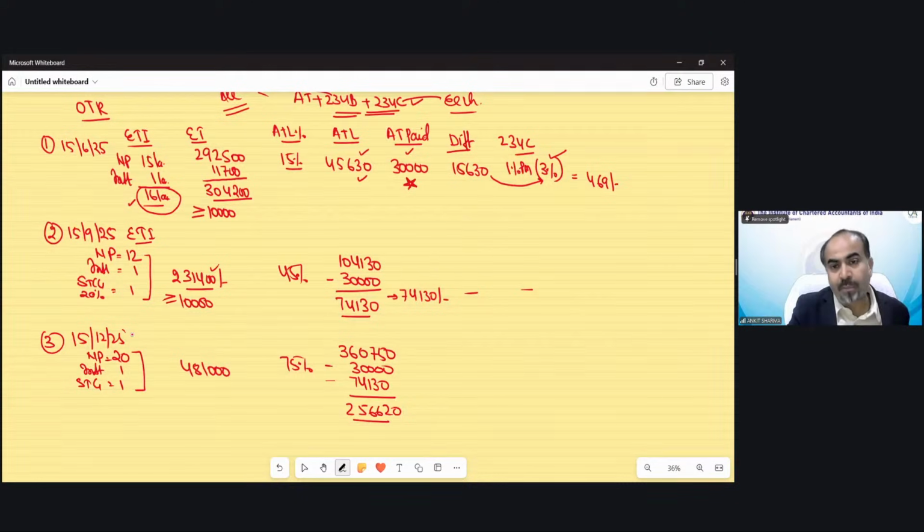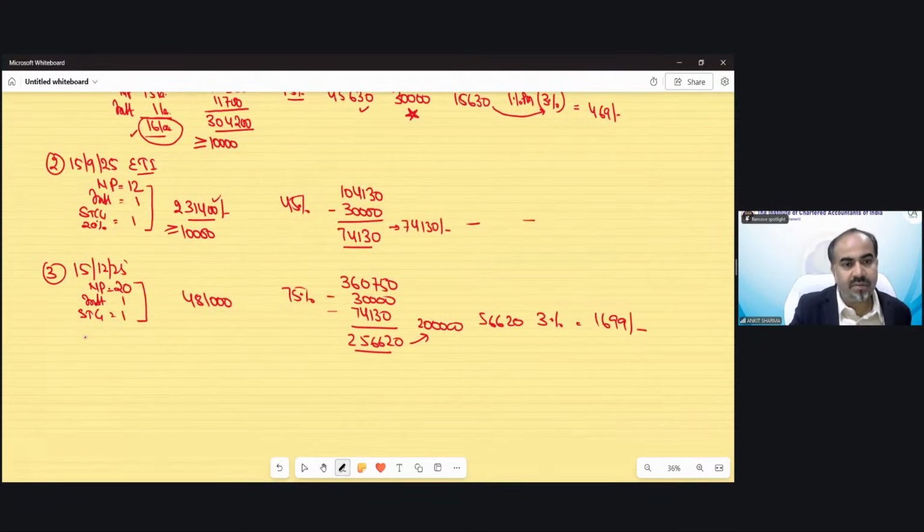But suppose we have deposited only 2 lakh rupees. So how much is the shortfall? The shortfall is 56620. 1% per month, but the fixed percentage 3% would be applicable. So that would be 1699.